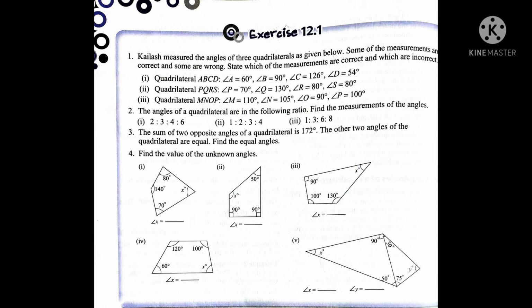And next is question number 4. Here one angle out of the four angles in a quadrilateral is not given. You can easily find it by summing the three angles and subtracting that from 360 degrees, and you will get the value of the unknown. Students, please try to do up to exercise 12.1.